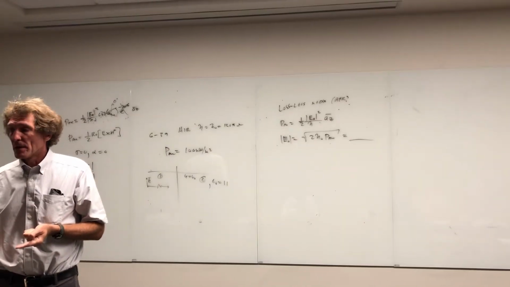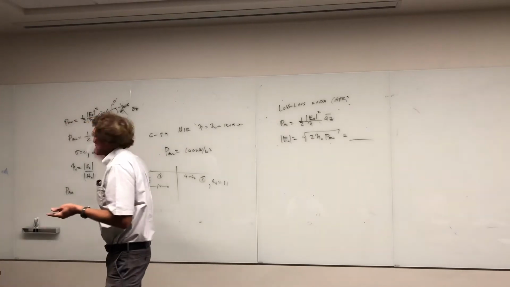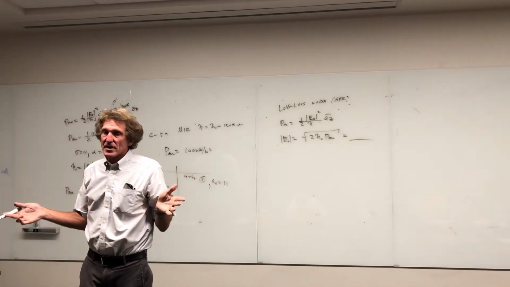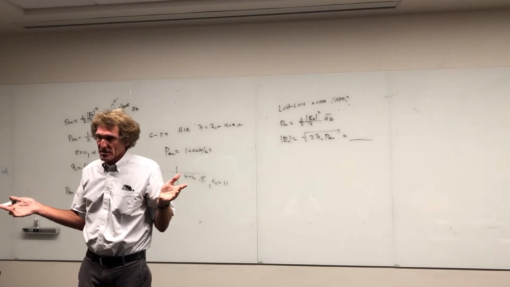Yeah? What was that stuff you crossed out? Just a second. The cosine of the angle of eta. Eta is strictly real, right? The angle is 0 degrees.